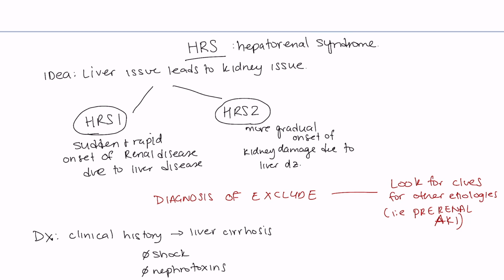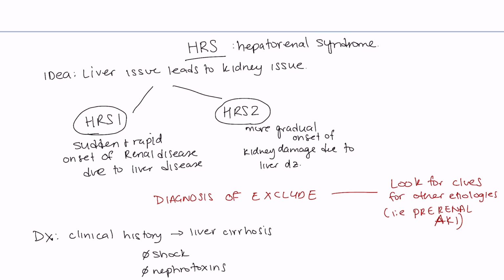Now, when we talk about HRS, we have two types: HRS type 1 and HRS type 2. HRS type 1 can be considered where there's a sudden and rapid onset of renal disease due to liver disease, whereas HRS type 2 is a more gradual onset of liver disease causing the kidney disease.